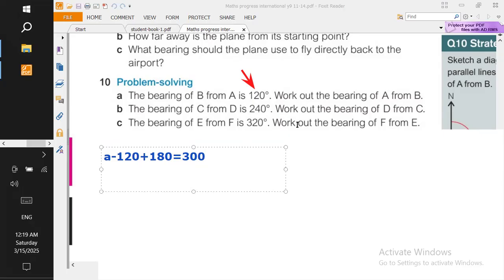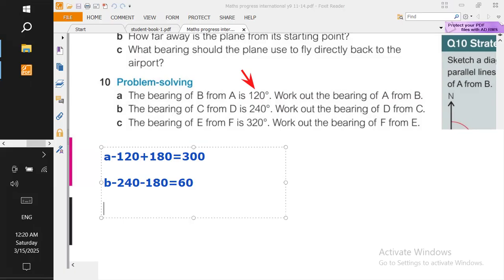Let's take a look at the bearing they gave us. So the bearing in B is 240. 240 is more than 180. It means I have to subtract. So if it's less, I have to add. If it's more, I have to subtract. So 240 minus 180 to get the other bearing. 240 minus 180, and the answer is 60.